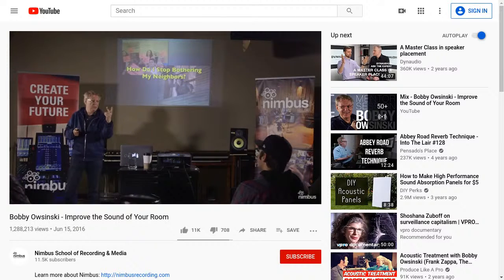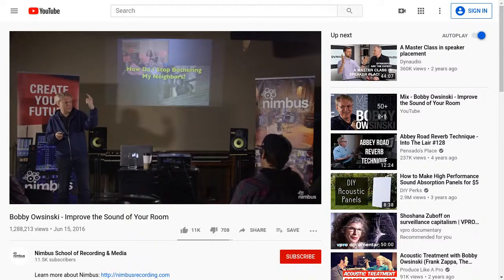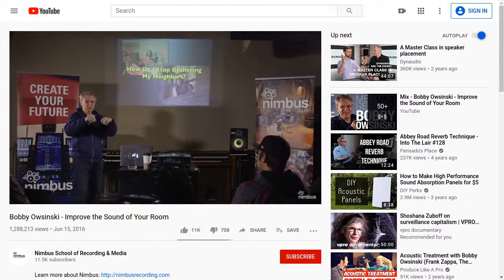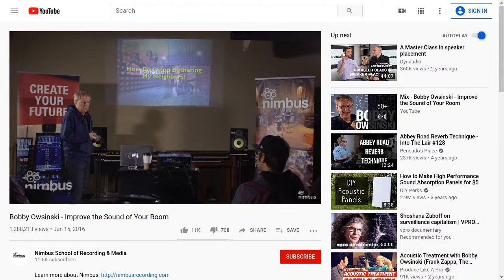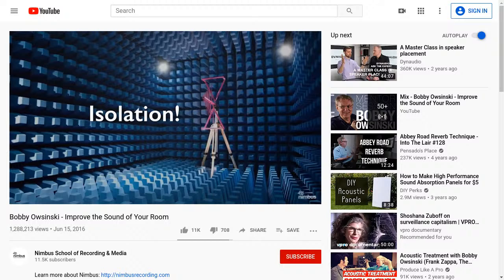There's really two. The first one is isolation, and the second one is acoustic treatment. So let's talk about isolation first. This is an anechoic chamber. Anybody ever been in an anechoic chamber?